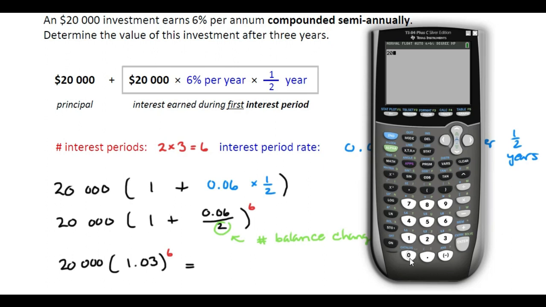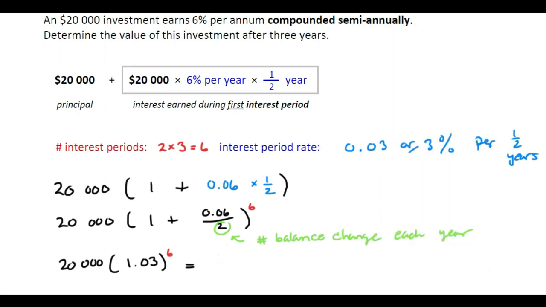If we go 20,000, and I'm just going to type it in exactly how I see it. Now, if you want to let the calculator do that for you, you could just type in 1 plus 0.06 divided by 2, but this should make sense. And raise that to the power of 6. We can bypass 6 different calculations in our spreadsheet. And if you want to jump back to the previous spreadsheet, you will see this in the very, very final cell. So what is it?